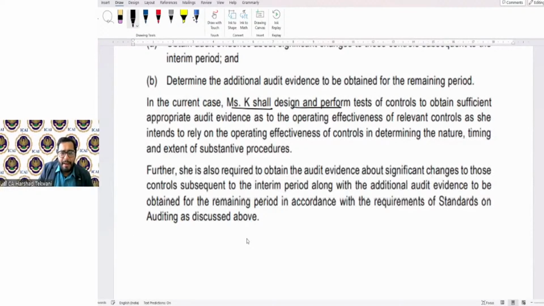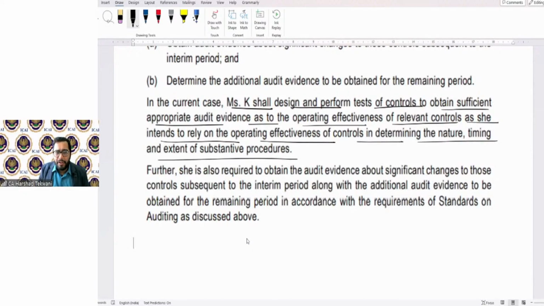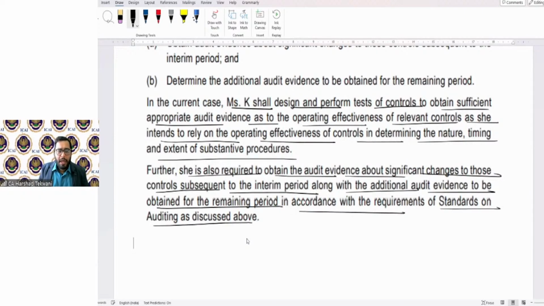Ms. K shall design and perform tests of control to obtain sufficient and appropriate audit evidence as to operating effectiveness of the relevant control, as she intends to rely upon the operating effectiveness of the control in determining nature, timing, and extent of the substantive procedures. Further, she is also required to obtain the audit evidence about significant changes to those controls subsequent to the interim period, along with the additional audit evidence to be obtained for the remaining period in accordance with the requirements of the standard of auditing as discussed above.